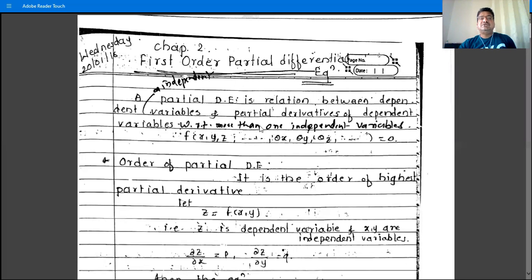Next chapter, first order partial differential equation. Second chapter, first order partial differential equation. So the definition of partial differential equation.